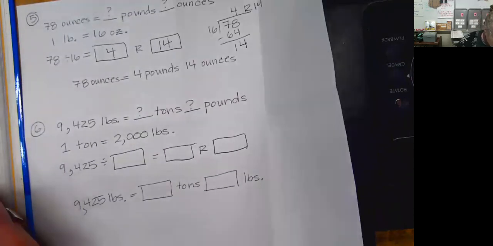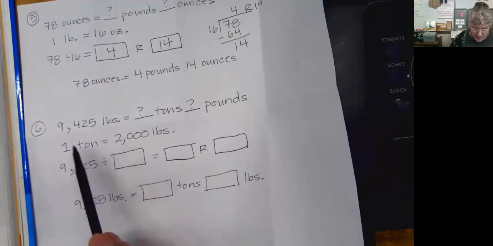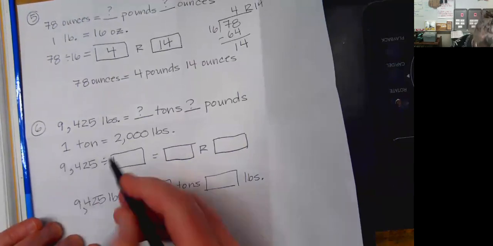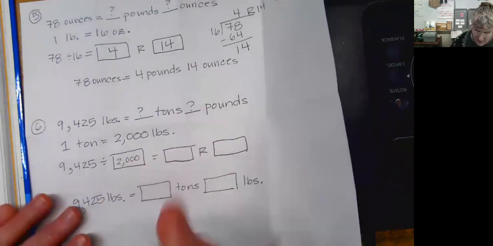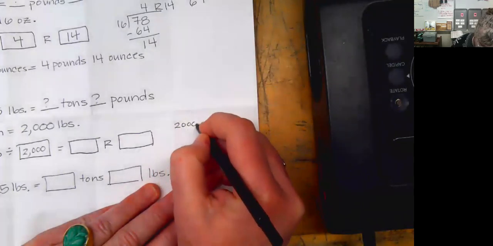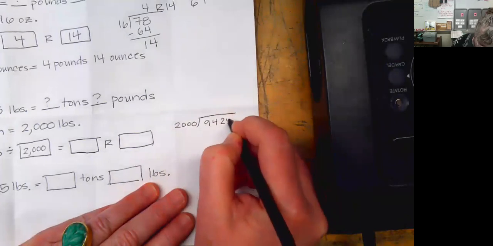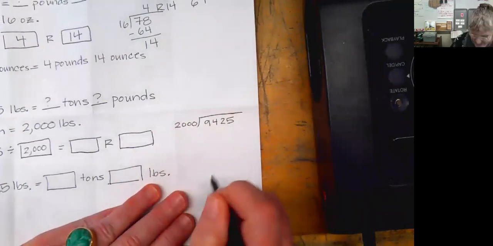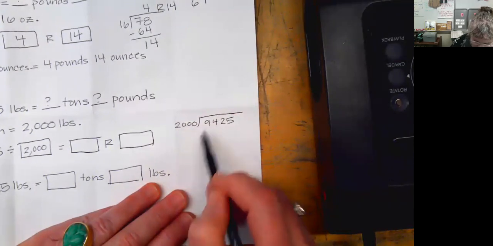Okay, so I'm going to go ahead and divide by 2,000, right? So I have these pounds and I'm dividing by 2,000, and that's going to tell me my remainder. Now, this is going to be a crazy division problem. You're going to say to yourself, what the what? So look at that. We're asking how many times 2,000 will go into this.